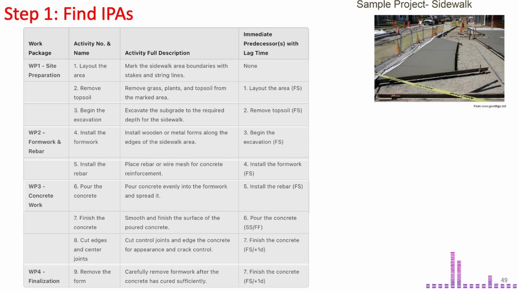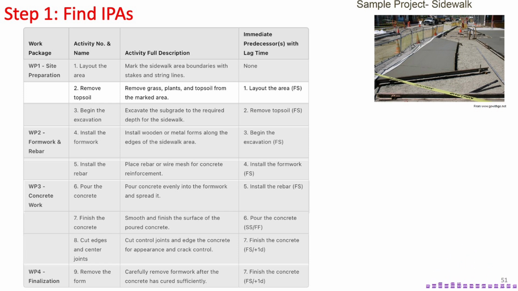Let's start with activity 1, lay out the area. This activity involves marking the area where the sidewalk will be constructed, setting the boundaries for the work. Since this is the first step, it has no immediate predecessor. Next is activity 2, remove topsoil. In this step, the top layer of soil is stripped off to prepare the ground for excavation. This activity depends on the layout being completed to ensure accuracy. Therefore, activity 1 is the immediate predecessor, linked by a finish-to-start, FS, relationship.